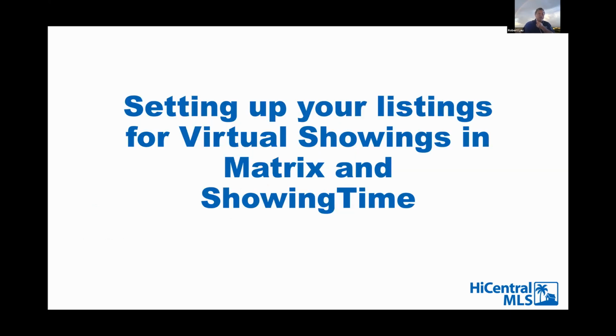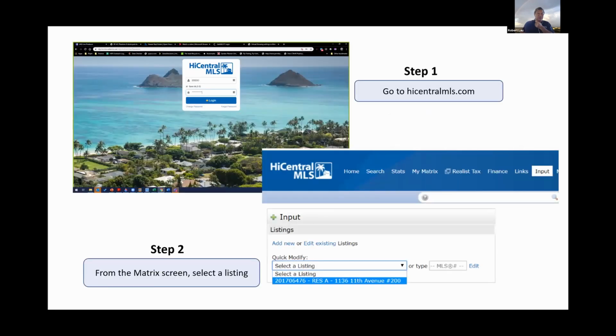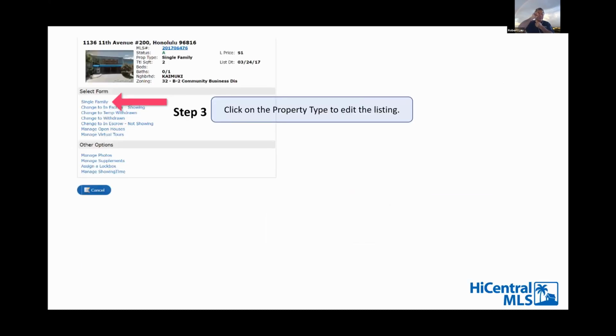Okay, so now since that was the open house, we're going to go to the virtual showing using ShowingTime. So again, we're going to log into Matrix and go to the input module. We're going to click on the property type. In this case, it is single family.